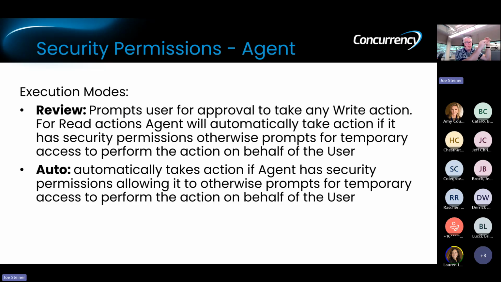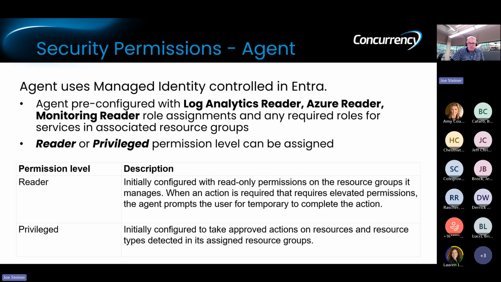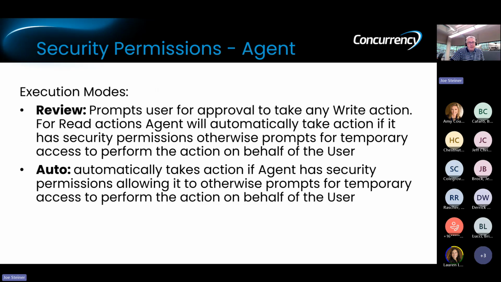So the privileged version of this is pretty clear cut, where for any read action and it already has the permissions, it'll go ahead and be able to do it. If it's for a write action, it will prompt for approval, and that's what review controls: I want you to prompt for any write before you do anything inside of the environment. If I have turned on the reader permissions, then it's going to have to ask for permission not only for any write actions, but sometimes for the read actions as well, depending on what underlying permissions have been granted to it.